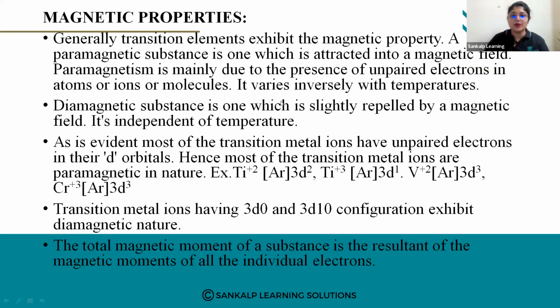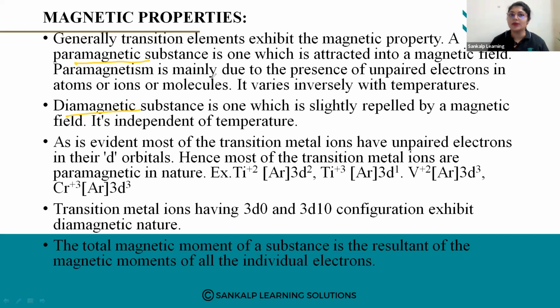Then next is the magnetic property, which is also a very important property. Transition elements exhibit magnetic property. We have discussed two things: one is paramagnetic behavior, another is diamagnetic behavior. These are exhibited by transition elements in the presence of unpaired electrons. If the electrons are unpaired, meaning not paired, then it will show the paramagnetic property.